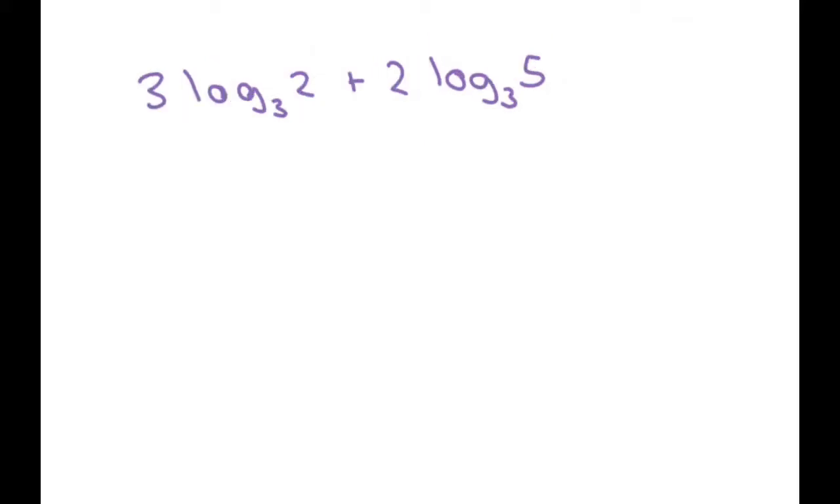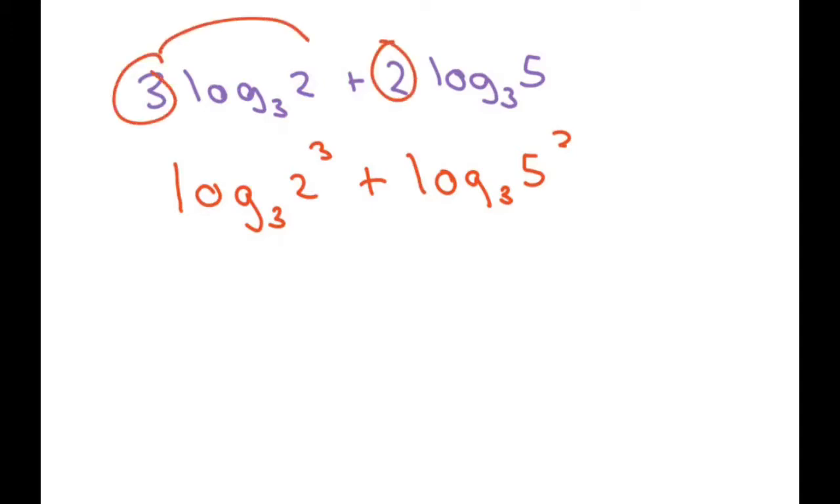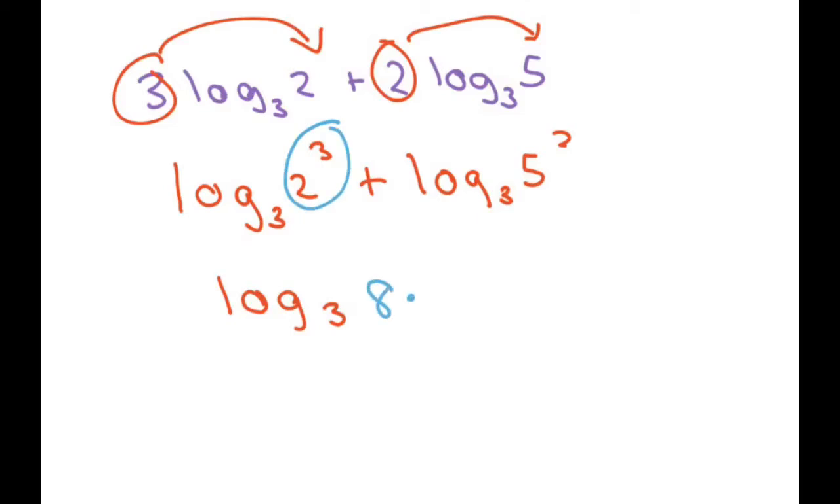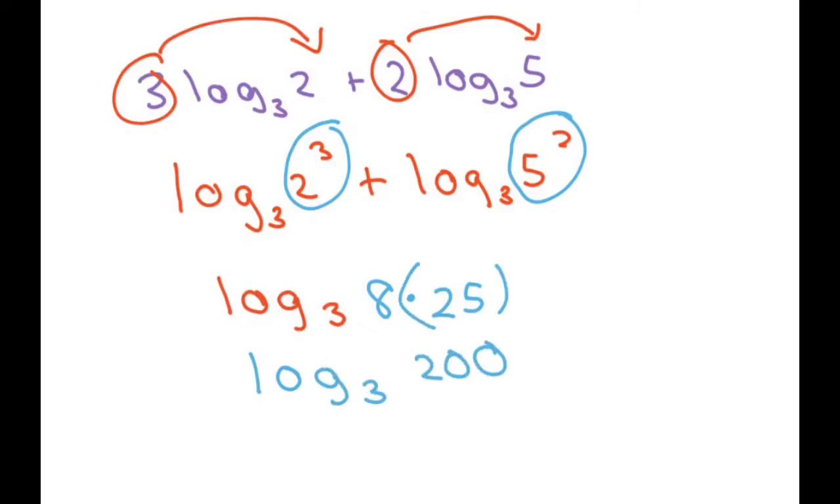The last one is this one. So use your power property. I just moved these to the power. It's the product property, so I'm going to condense this. And I'm going to do this as well. 2 cubed is 8. And 5 squared is 25. 8 25s is 200. Do that if you want.